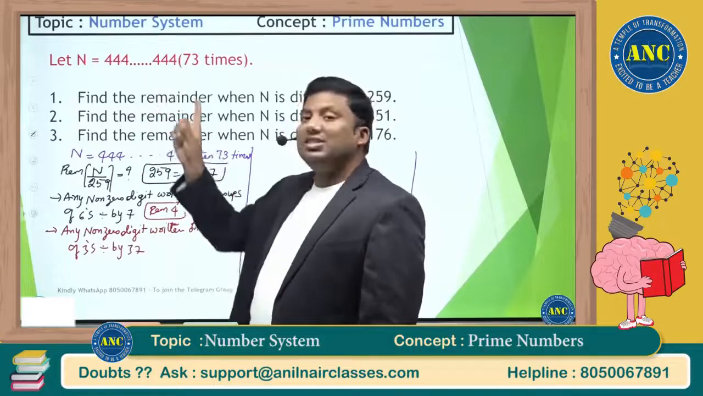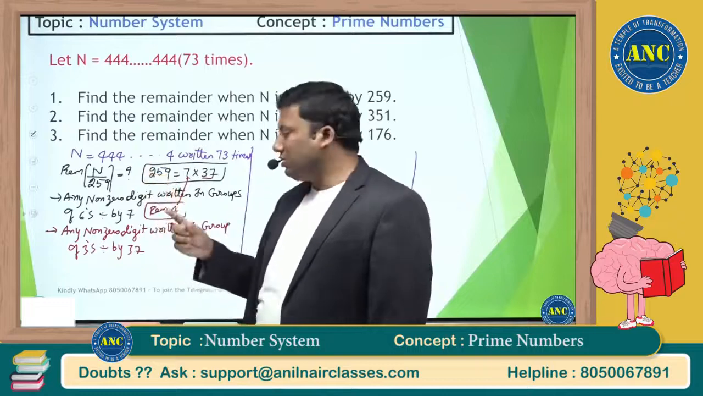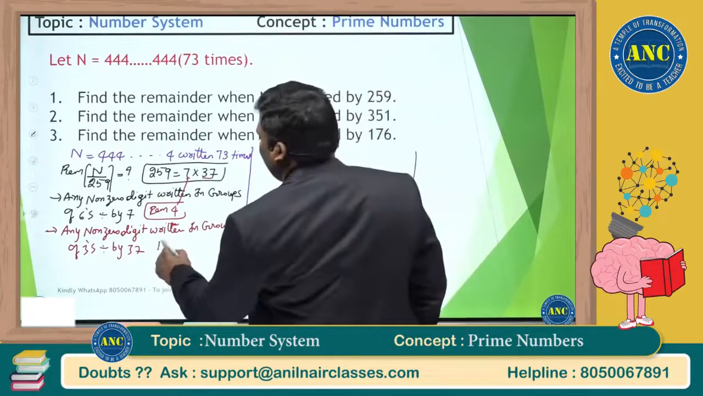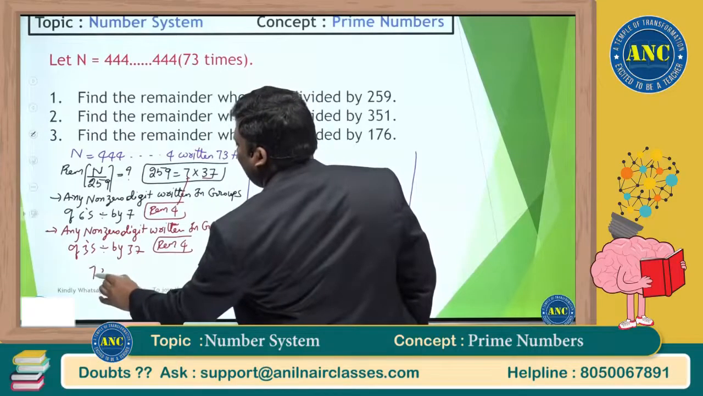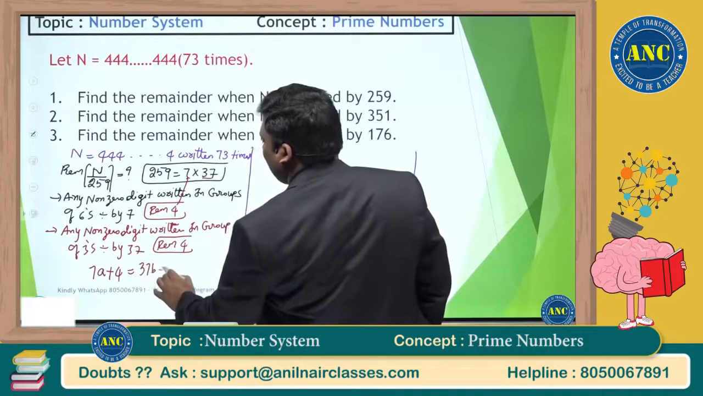If 4 is written 3 times, answer is 0. If 4 is written 6 times, 0. 3 24s are 72 times, again the remainder will be 0, and one more 4 will be left. So when divided by 7, remainder 4. When divided by 37, remainder 4.